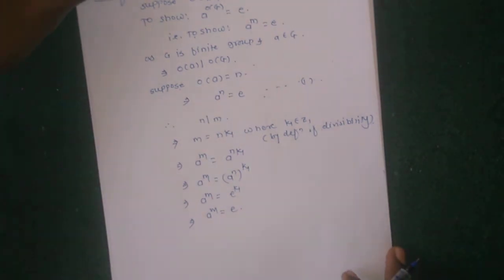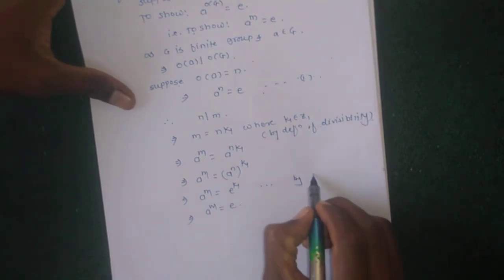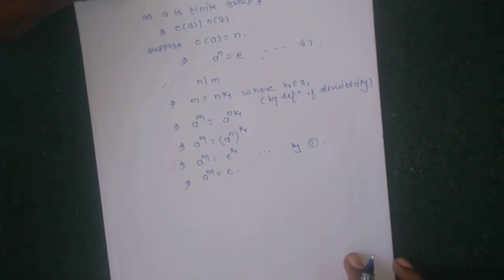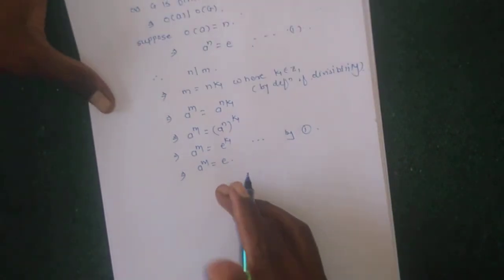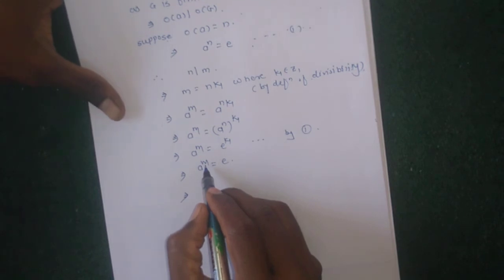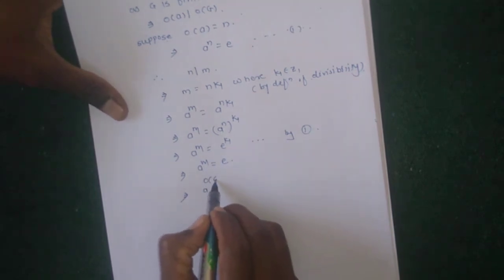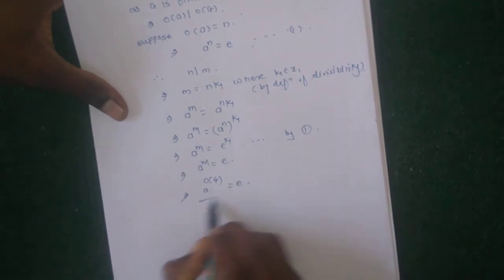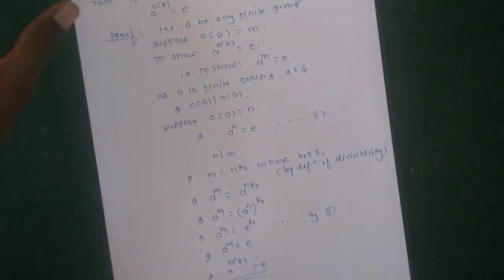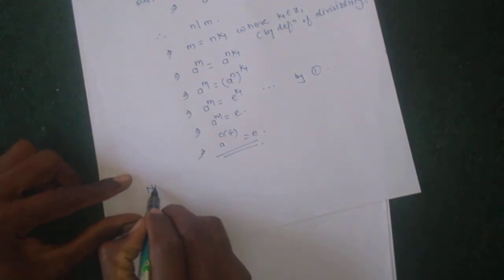So here, by using 1, A raised to M equal to identity, and M is the order of G. A raised to M equal to identity, which implies that A raised to the order of G equal to identity, and this is the proof of this theorem, a very simple proof. So then, next remark or note.